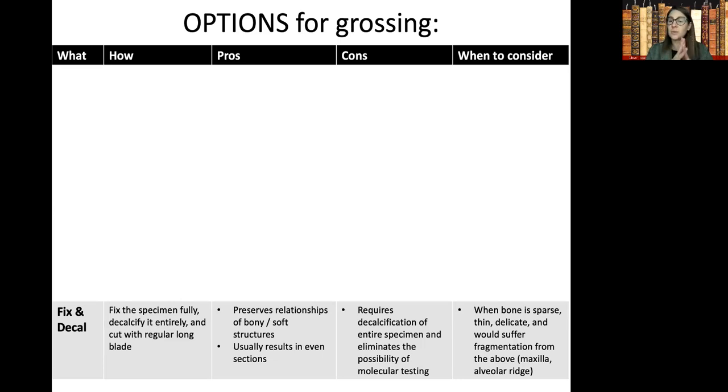Again, it usually results in pretty clean, even sections, but does require decalcification of the entire specimen and may eliminate the possibility of molecular testing on the tumor because of the decalcification process. I would consider this when the bone is very sparse or thin and delicate and might suffer extreme fragmentation from using any of the above techniques and a harsh bone saw. So this might be something like a maxilla or a mandibular alveolar ridge.